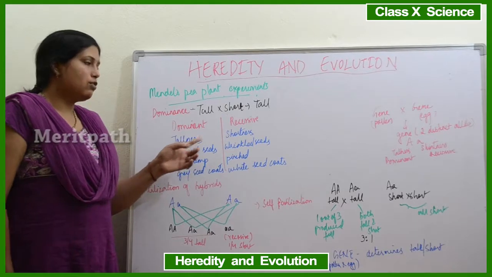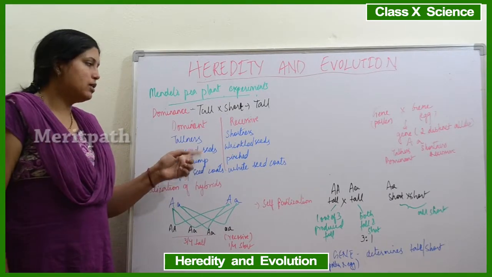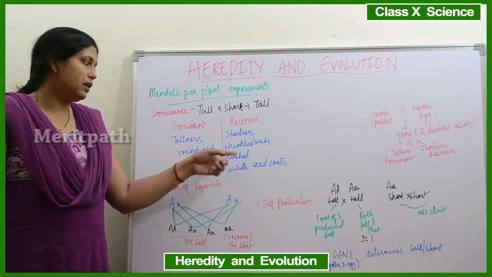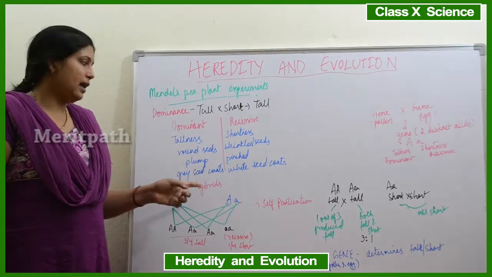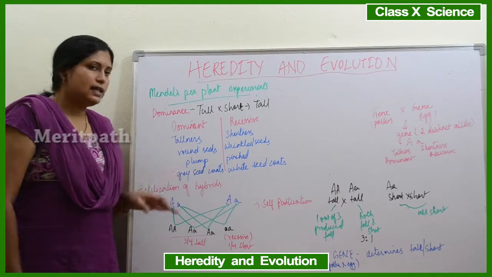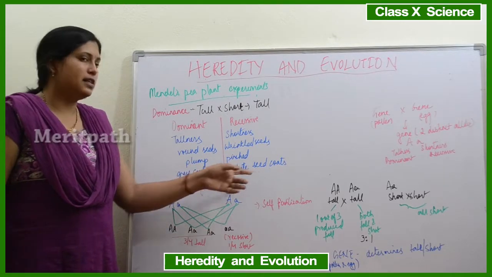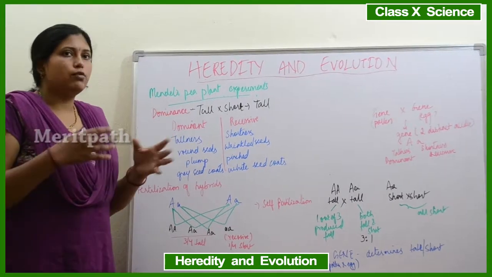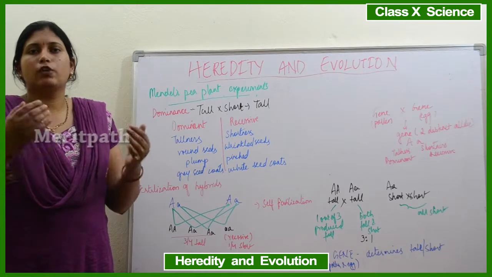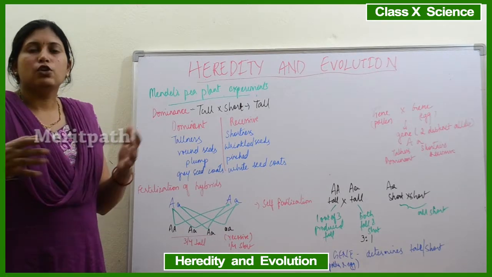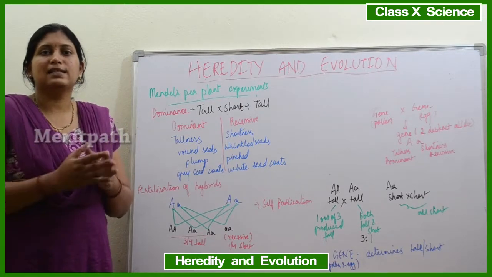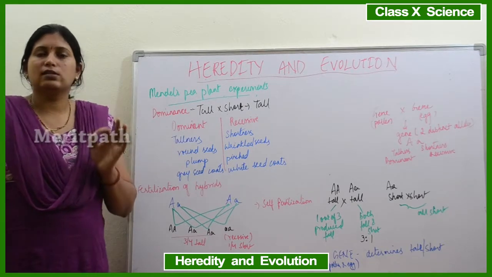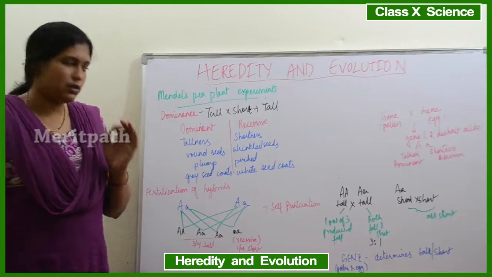In the same way, tallness was dominant over shortness, round seeds were dominant over the wrinkled seeds, plump seeds were dominant over the pinched seeds, and grey seed coats were dominant over the white seed coats. So some of the traits were always dominant. So there was something responsible for the dominance of one particular trait. So what is that something? That something is nothing but the gene. Just like in human beings, in plants also, a gene is responsible for deciding which trait is dominant.